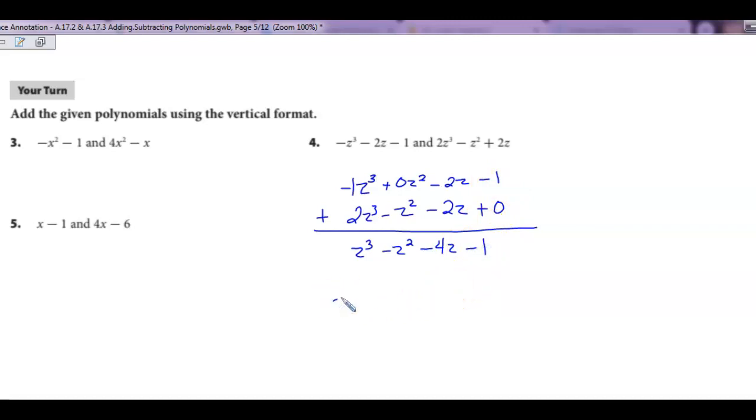If I check to make sure it's in standard form, I have 3, 2, 1, 0. It is in standard form. And so that is my answer, my simplified answer. So be very careful if you come across these where they don't have a term, you can always add in like I did here. So this was I added and this I added so that I could stack them vertically.